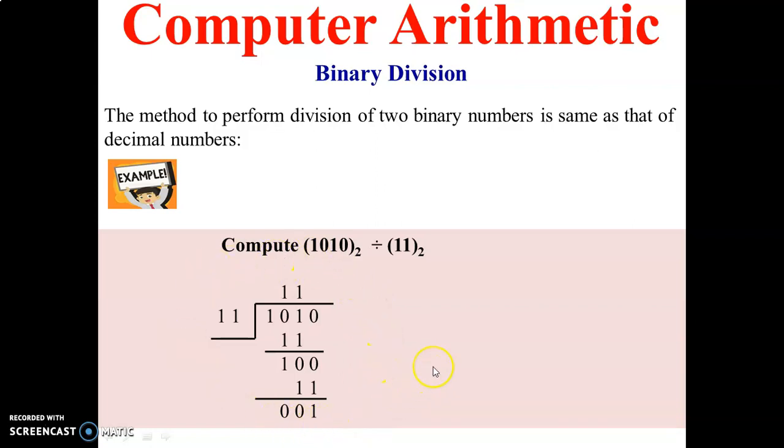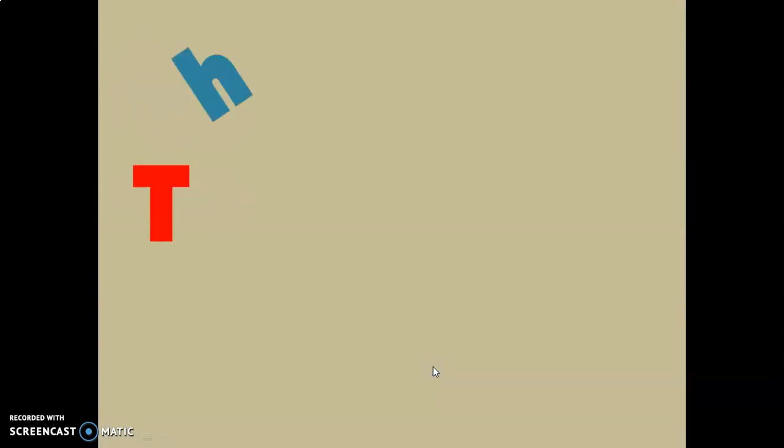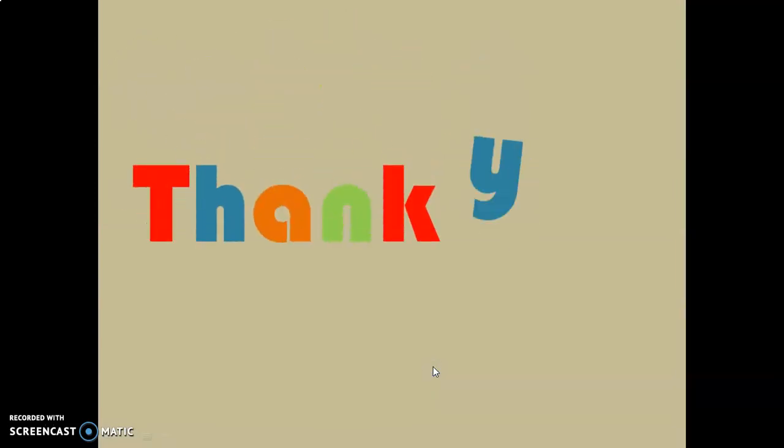This is the way how we can perform binary division. That's all with the chapter. Just watch both the videos carefully, try to understand the conversion, and try to do the addition, subtraction, multiplication and division of binary numbers.